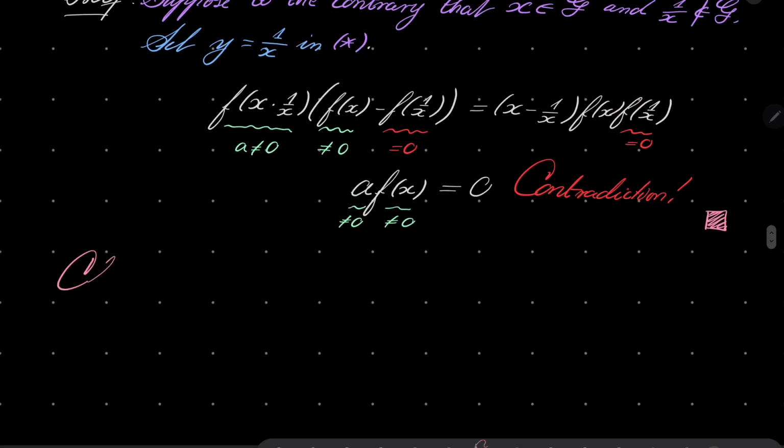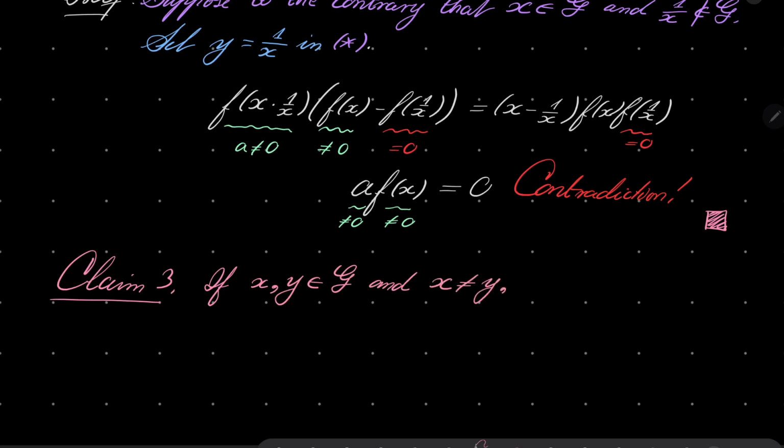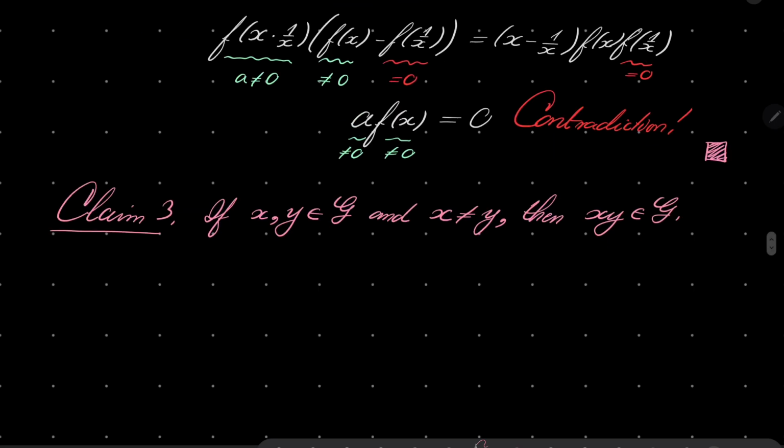Claim number 3. If x and y are in our group, and if x is different than y, then their product is also in our set. Let's prove it. Proof.